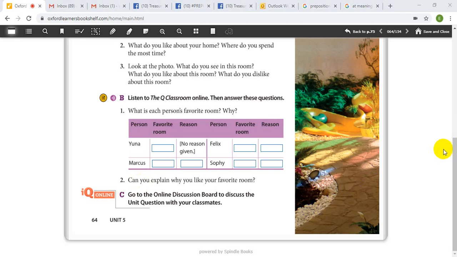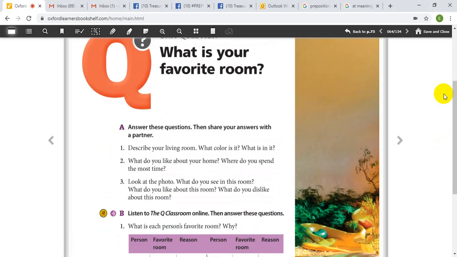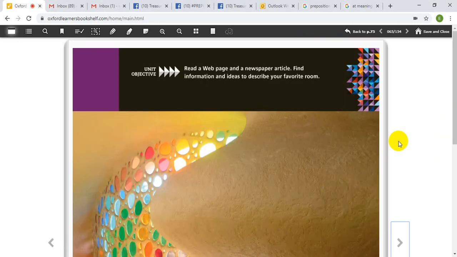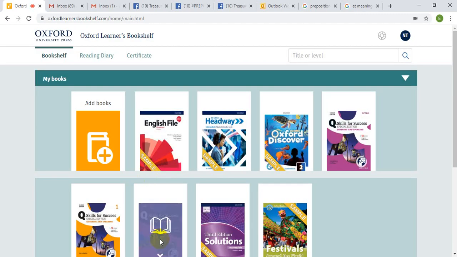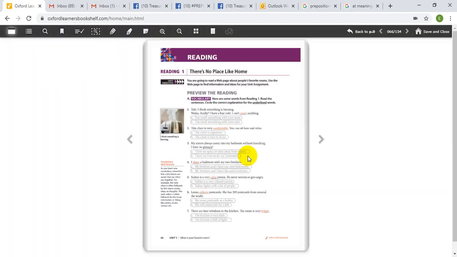Okay, now let's go. And I hope your favorite room is just like my favorite room, beautiful and very nice and very, very interesting. Okay, let's go to page number. Let me log in the book again. Okay. Let's go to page number 66.